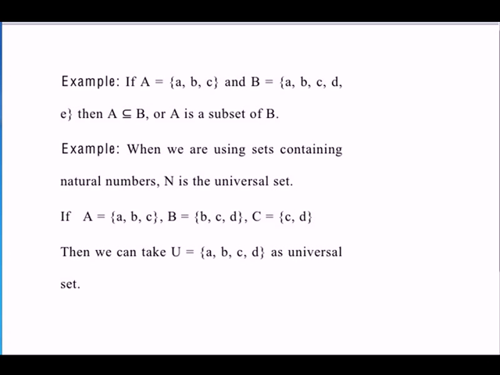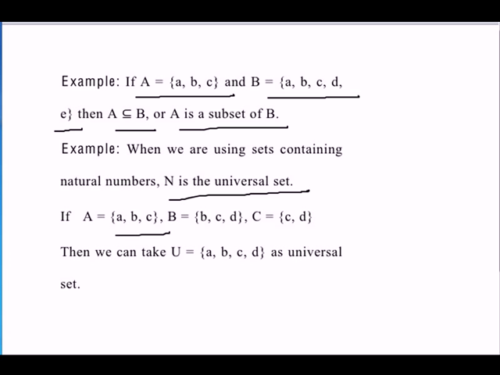So here's an example of a subset. A consists of elements A, B, C, and B consists of A, B, C, D, and E. Hence, all the elements of A are included in B, and we say that A is a subset of B. Another concept is the universal set. So if we had three sets, A, B, and C, and A contained elements A, B, C, B contained B, C, D, and C contained C and D, then the universal set is basically a sum of all the elements of the individual sets.